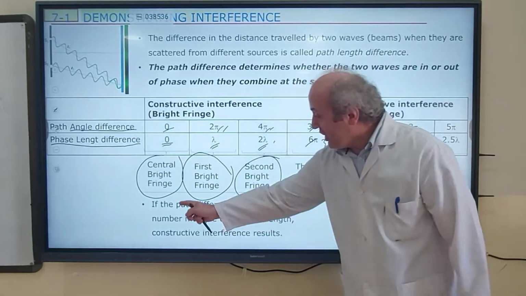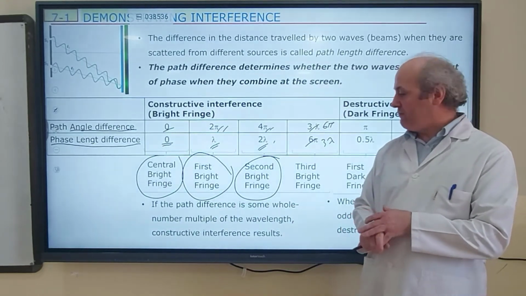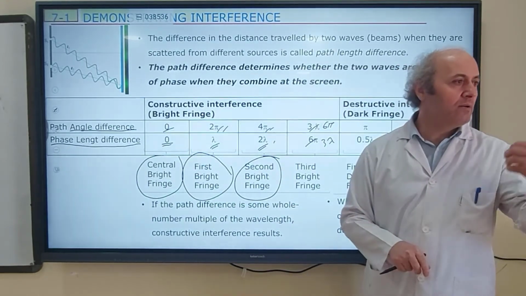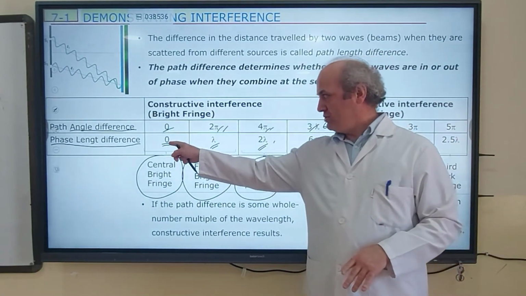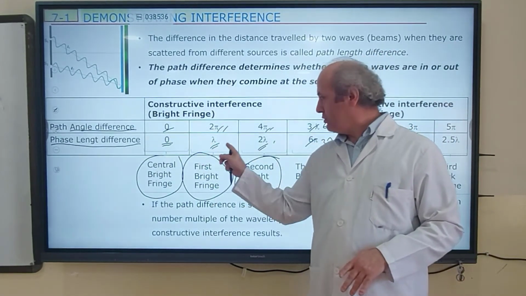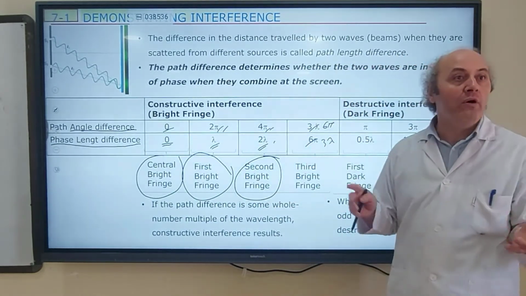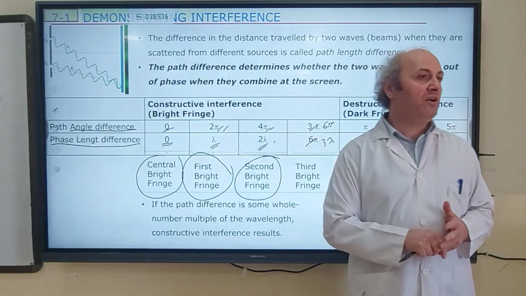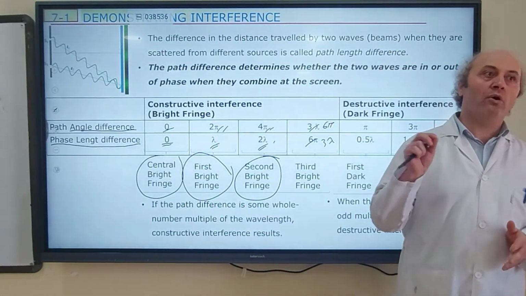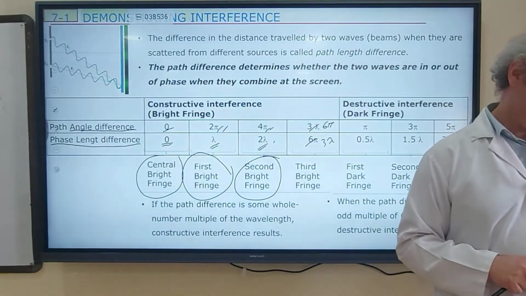What does it mean? If the path length difference is some whole number multiple of the wavelength, what is the whole number? 1, 2, 3, 4, 5, 6. Whole number, yes? 0, 1 lambda, whole 1. 2 lambda, 2 whole. 3 lambda, 3 whole. 4 lambda, 4 whole number. Whole multiple of wavelength. So in this case, these points represent bright fringes, and at those points constructive interference takes place.